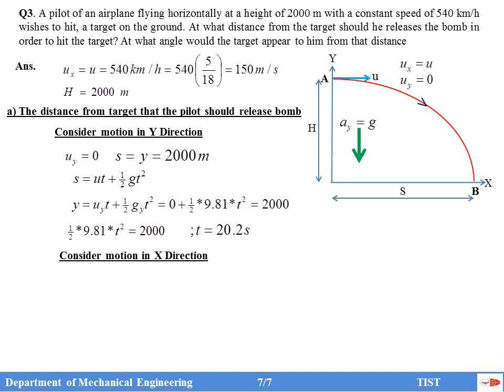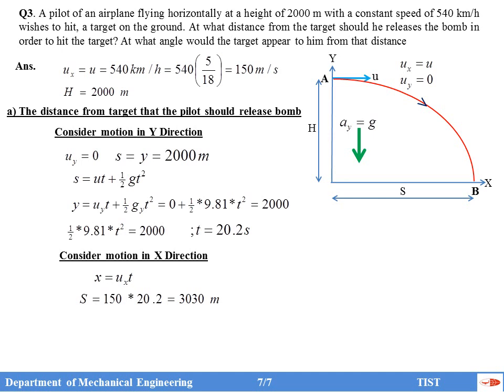Now if you consider the motion in x direction, you will get the value of s. So x is equal to uxt, x is actually s. Okay, s is equal to ux, which is always constant, 150, into t, 20.2. So you will get the value of s.